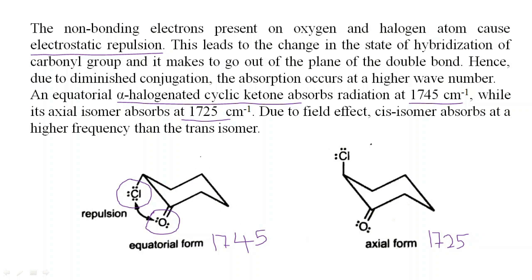Here the interaction through space is absent or very negligible, we can say. And here, in the equatorial position, the two groups are in vicinity with each other, so there is electrostatic repulsion, which results in absorption at higher frequency.